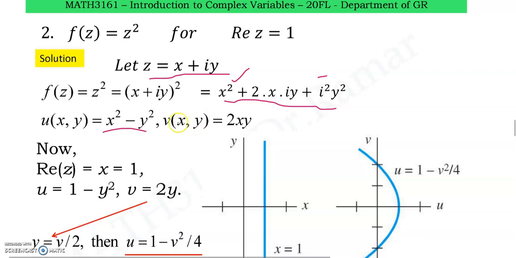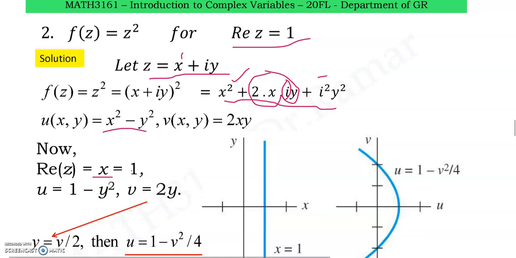What is the imaginary part? That is v of x comma y equal to 2xy. This is the imaginary part, 2xy, except i. Now this is u, this is v. Now what is given? Real part of z is equal to 1. What is the real part of z? Real part of z is nothing but x here. So now x is equal to 1.